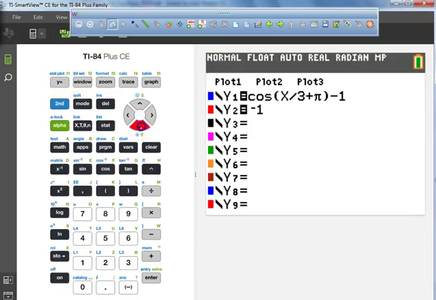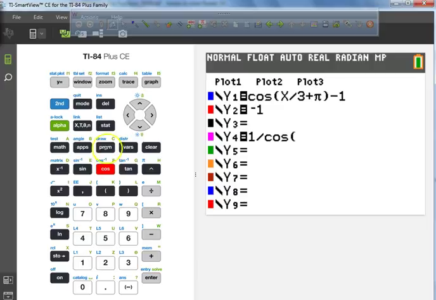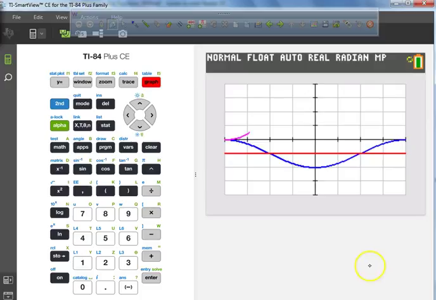and now let's type in our graph, which is going to be not cosine, it's going to be 1 divided by cosine, which is the same as saying secant. And then just copy everything else. X divided by 3 plus pi, close, minus a 1, and then hit graph.